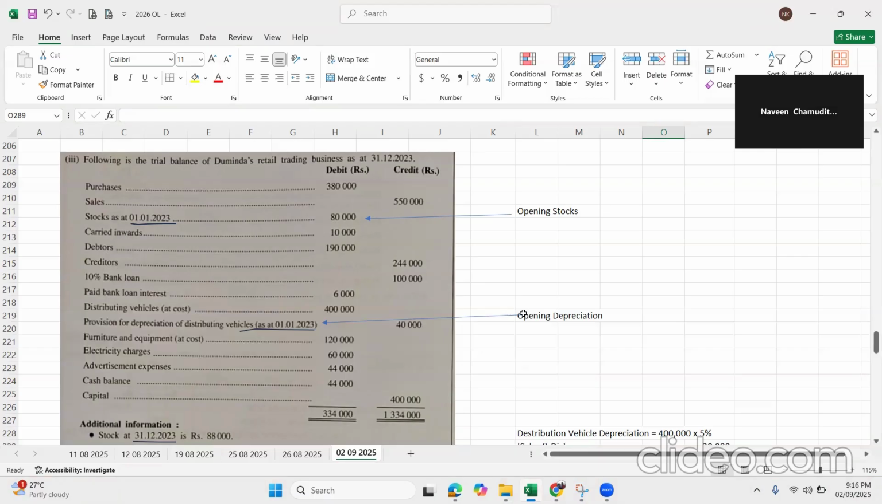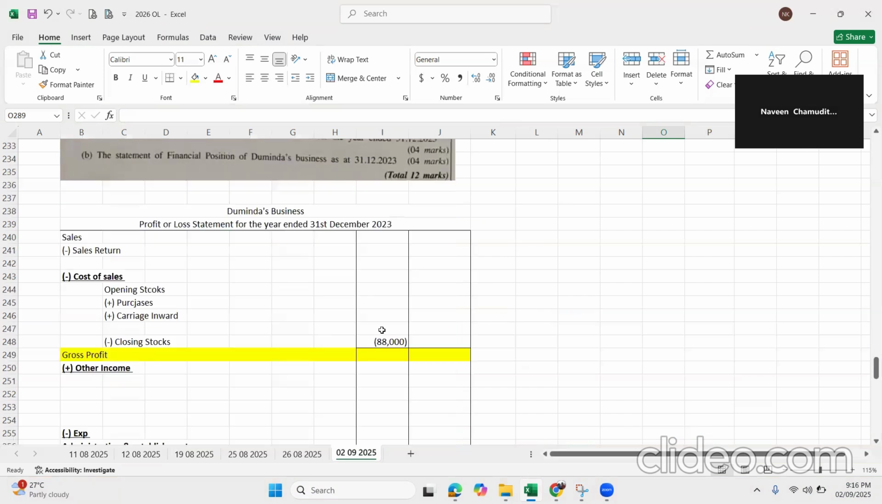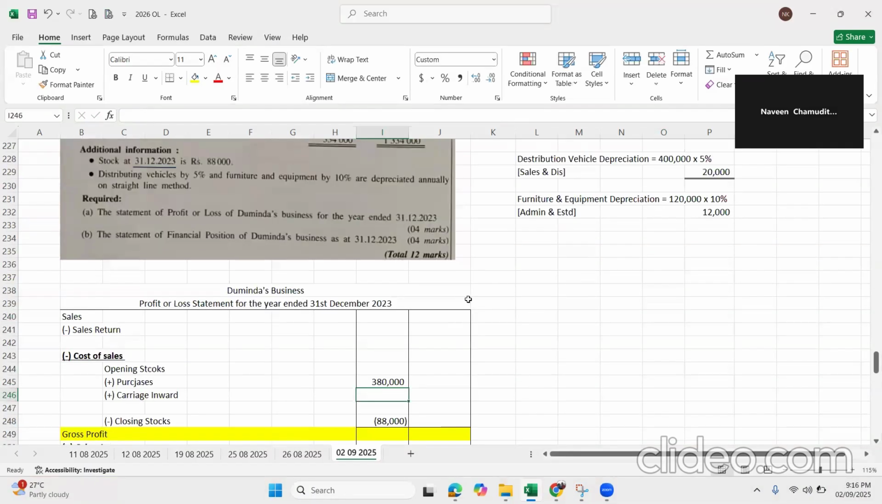Right? So the office equipment depreciation we have done. Then we'll come from the beginning of the trial balance. Purchases 380,000. It's here. Purchases 380,000. So remember, adjustments we will be recording in two places.